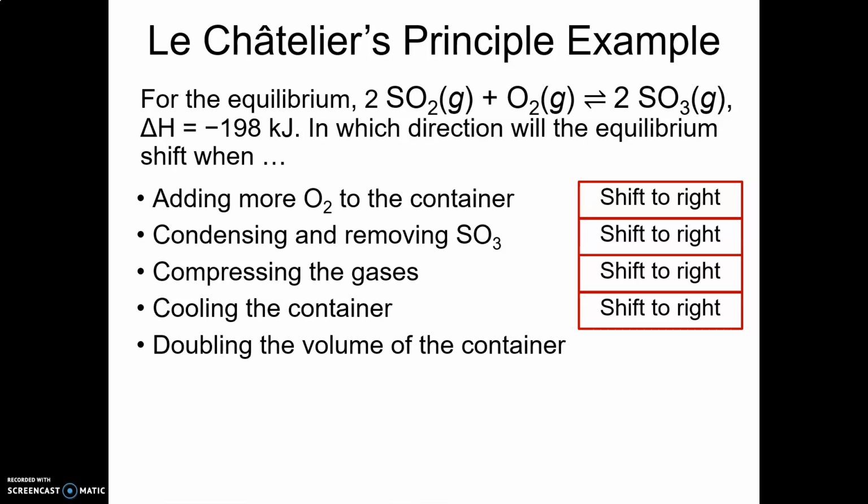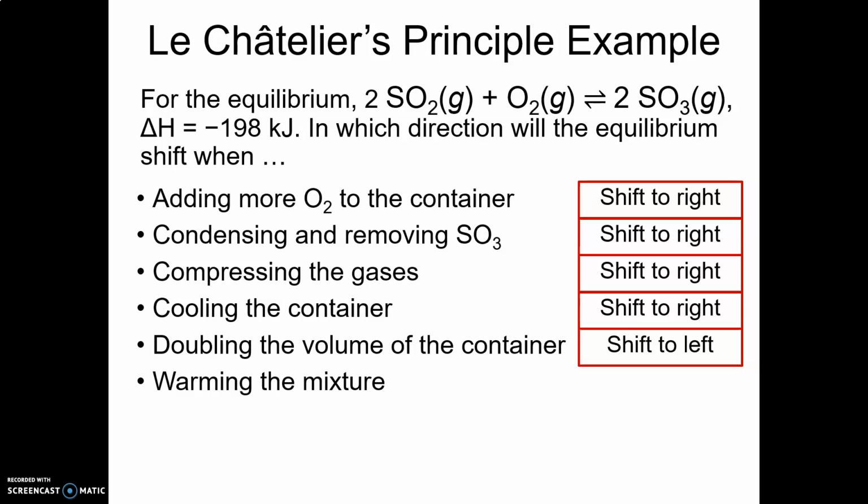What about if we double the volume of the container? Well, if we're doubling the volume, then we are dramatically diminishing the pressure, so it needs to go to the left, to the side with more moles, to bring the pressure back up. What about if we warm it? Well, we've already talked about how heat is a product. If I increase the concentration of a product, it will shift away to the left.